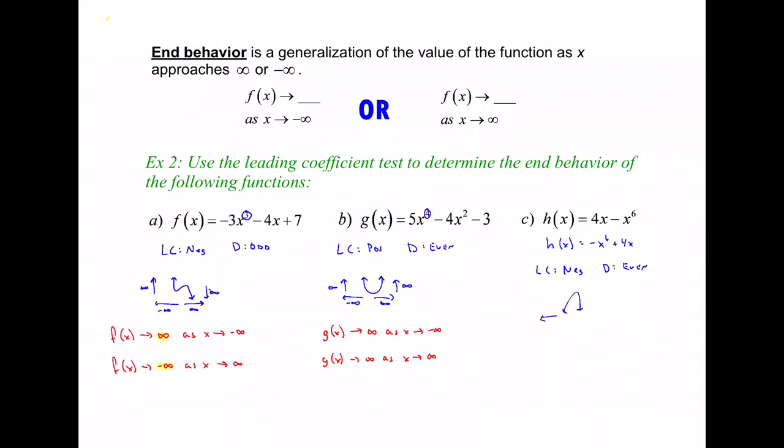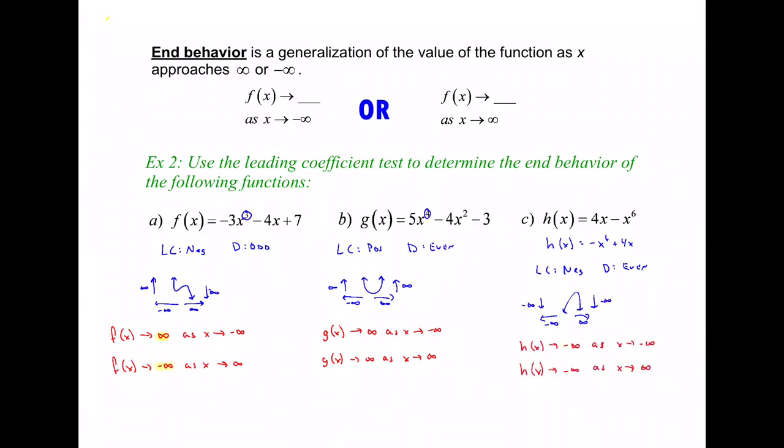As x goes to negative infinity, the y value will be going to negative infinity. As x goes to infinity, the y value will also be going to negative infinity. With an even degree, they're going to be going in the same direction, so they should both be the same thing. So since this one's opening down, they'll both be negative infinity.